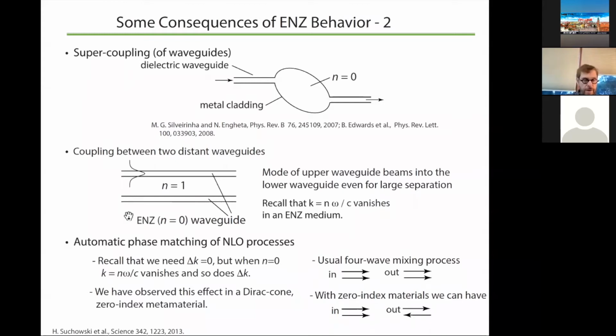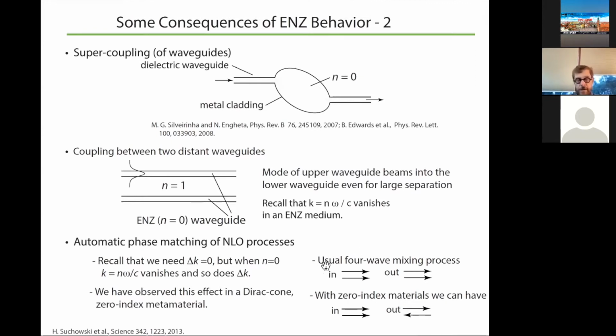And the last process I want to talk about is something that's quite remarkable. It's the automatic phase matching of nonlinear optical processes. So recall that phase matching means that we need delta k, the wave vector mismatch of the process, to vanish. But since k is n omega over c, if n is equal to 0, the wave vector must vanish, and delta k then automatically vanishes.